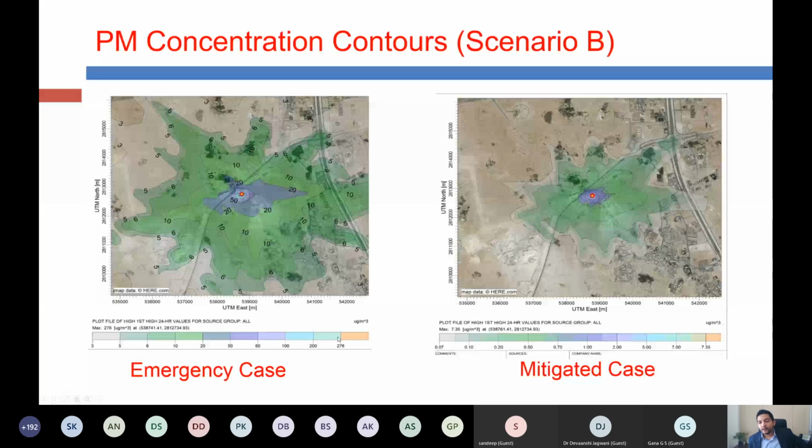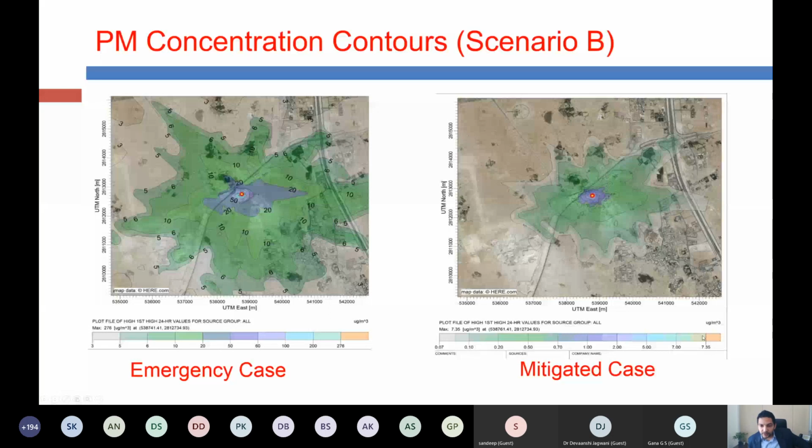And when the mitigation measures are taken, mitigation measures would include suppression of the dust by spraying water, sealing the transfer points, and covering the conveyor belts in a way that the wind is not directly impacting the material that is being made. So when we applied the effectiveness of these mitigation measures, we could see that the concentrations have come down as low as 7.35 micrograms per meter cube.